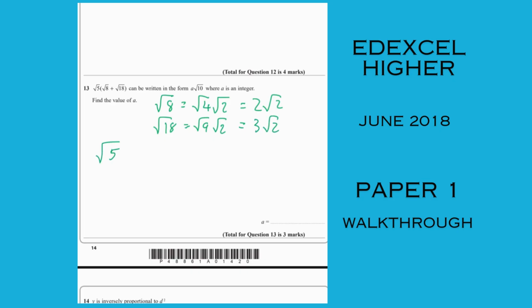So we can actually simplify the brackets as being 5 root 2. And it's much easier to expand now as well. So there's no number there, so let's call it a 1. 1 times 5 is 5. Root 5 times root 2 is root 10. Find the value of A, the number in front. There we go.